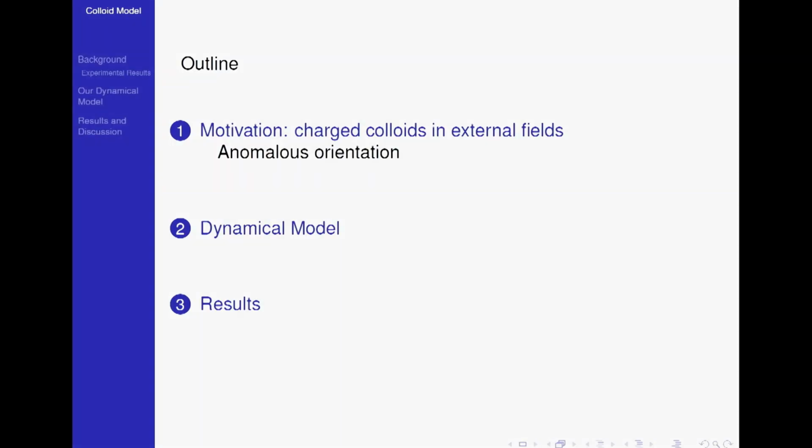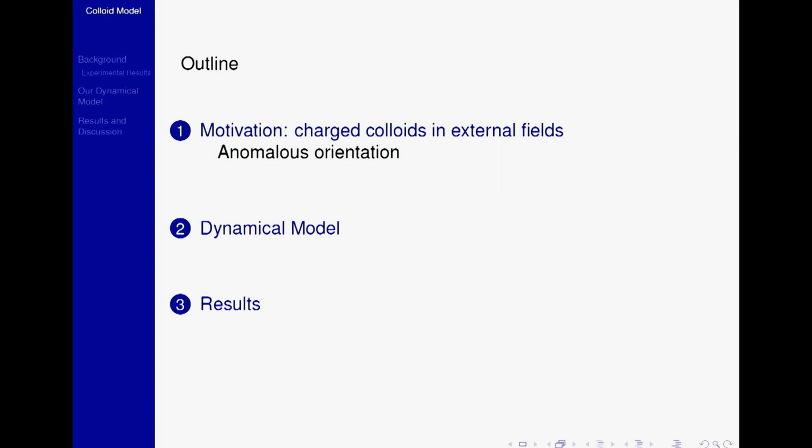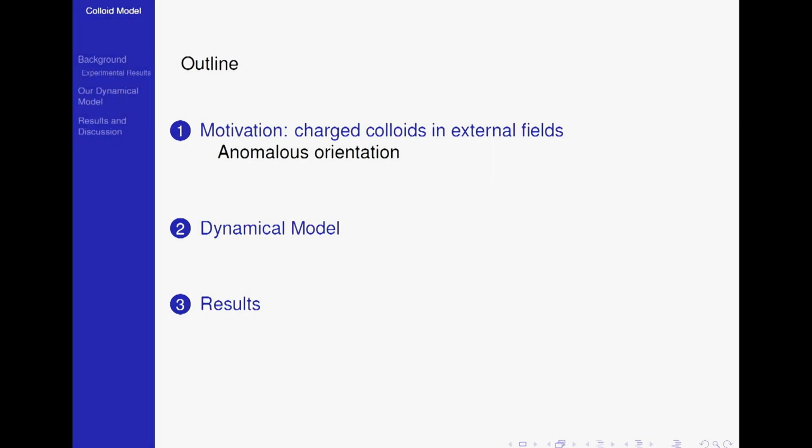So the way the talk is laid out, there are three parts. The first part is simply a motivation, which is going to tell you a little bit about why these objects, colloids, are interesting, in particular if you put them in an external field. I'm going to deal with a specific experiment that came out in 2005, which dealt with something called anomalous orientation. I'll explain to you what that means.